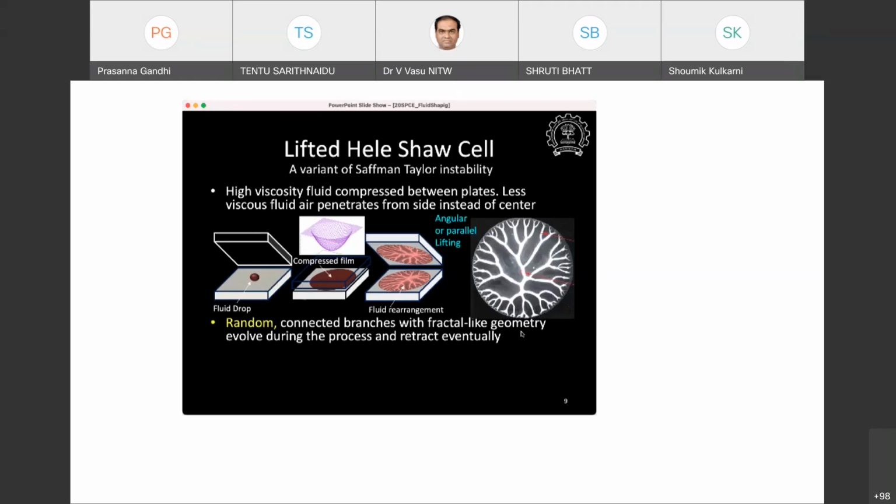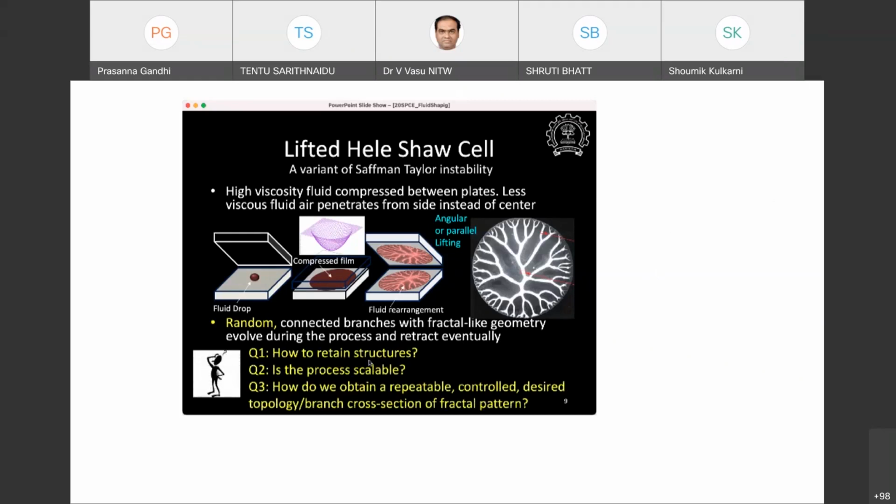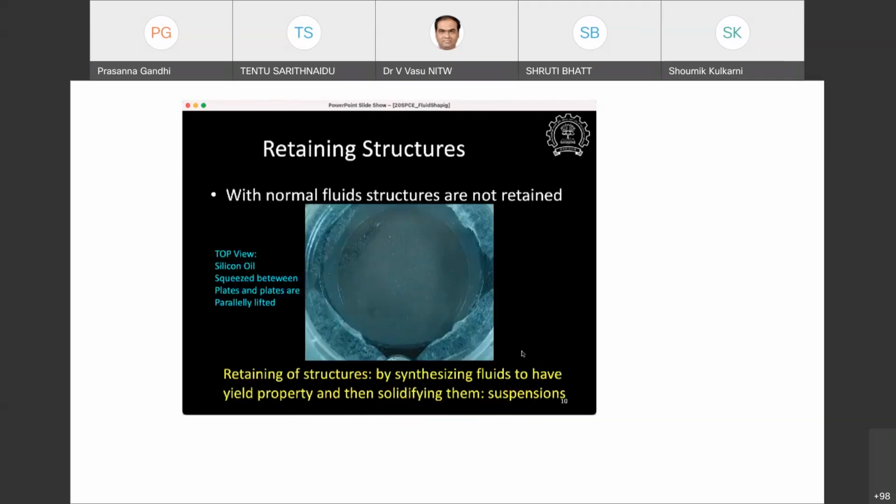But the problem is that these are random in nature. Okay, I cannot have the same branches everywhere every time. Every time I do this, something different will happen. So how do you retain the fluid structure? Okay, this is a pattern I want to retain. How do we retain that? And how do I scale this process? How do you obtain repeatable and controlled patterns? Okay, so these are the questions we started off looking at, and then we came up with some solutions to that.